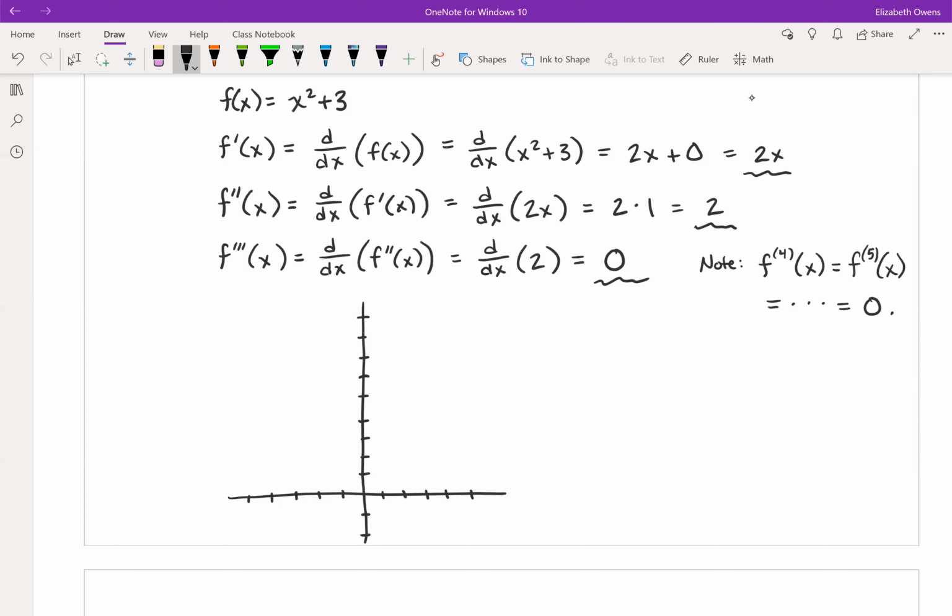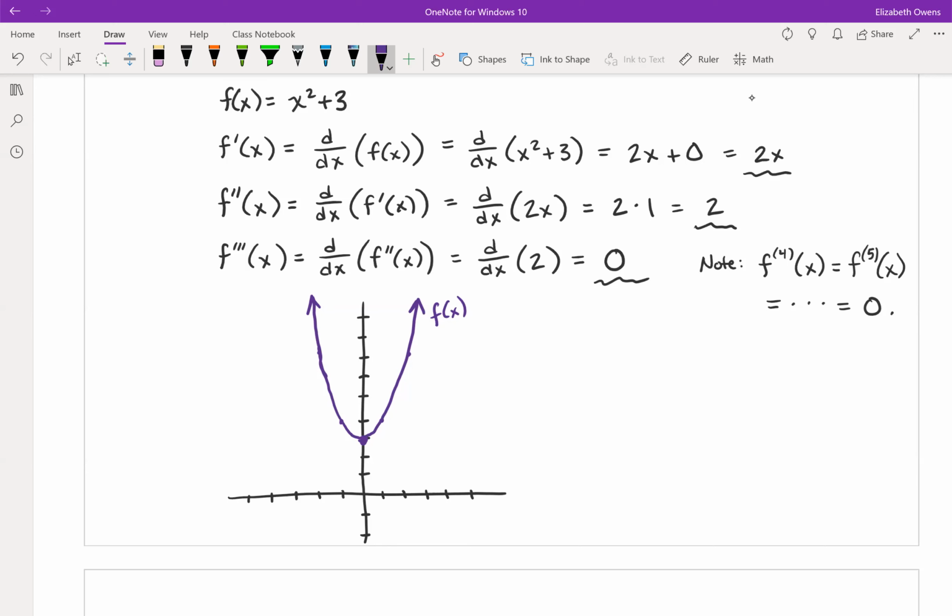And let's put in our original function f of x. That's x squared plus 3. So that is the parabola x squared that's been moved up 3 units. So it's got a vertex right here at 0, 3, and then opens upward from that with the classic parabola shape. 2, 3, 4. There we go. 2, 7. -2, 7. All right. So there is f of x.